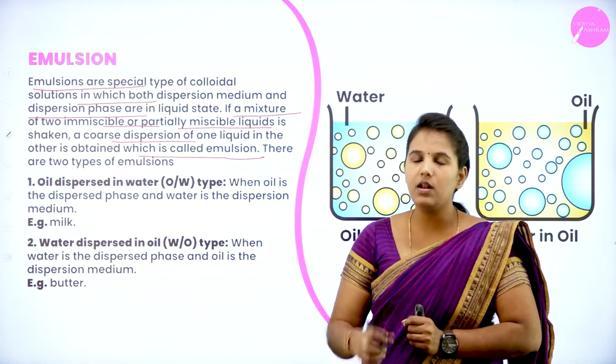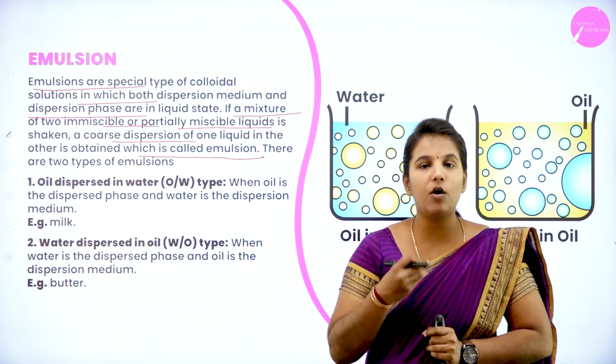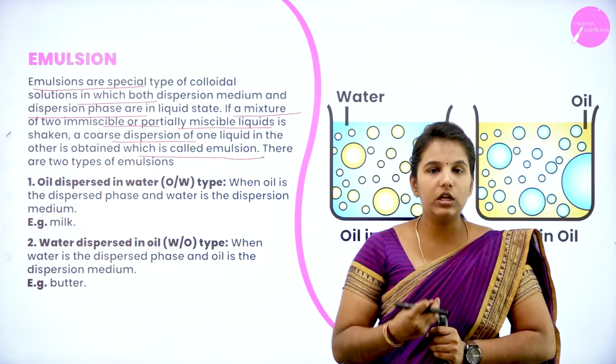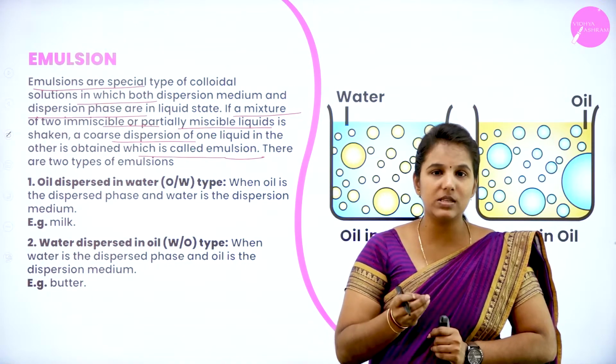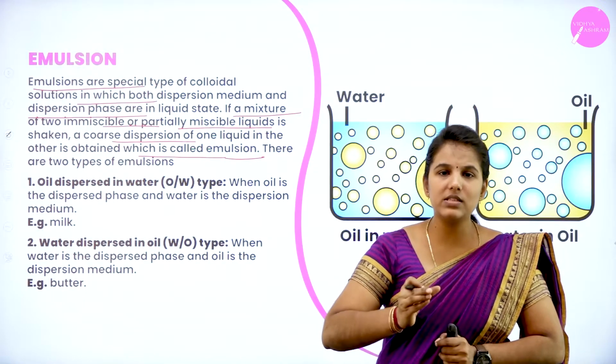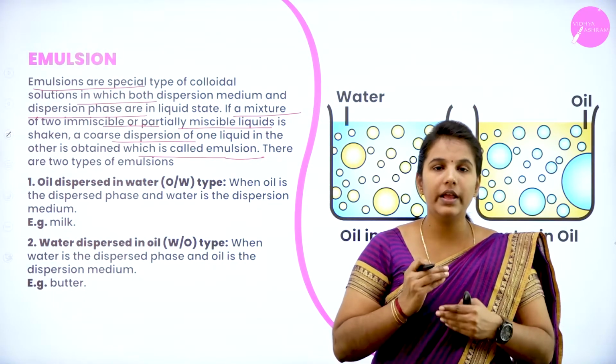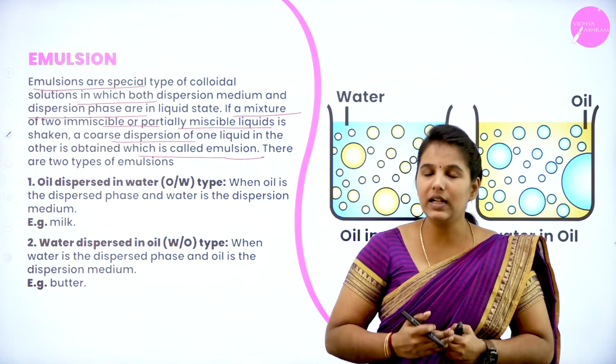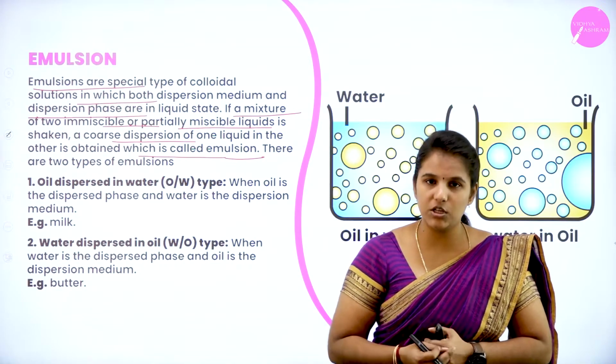For example, I can give you the example of water and oil. We know that water and oil are immiscible liquids. They do not mix with each other. So, when you mix these two liquids, they form layers, which leads to the formation of an emulsion.